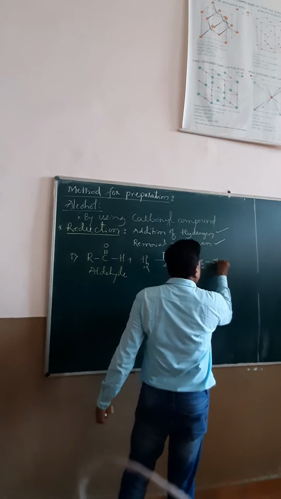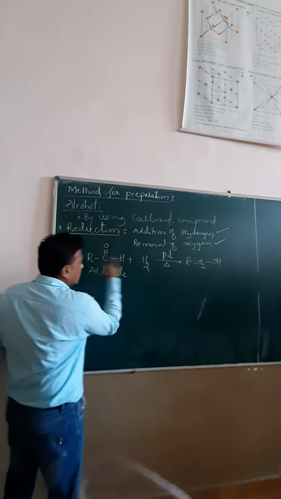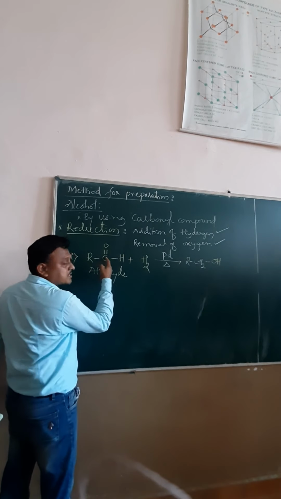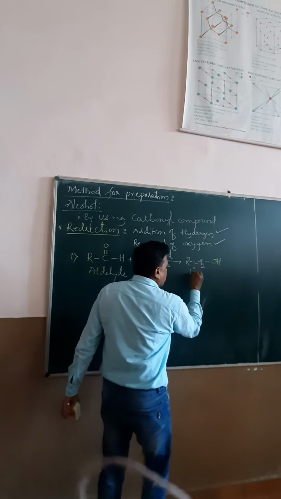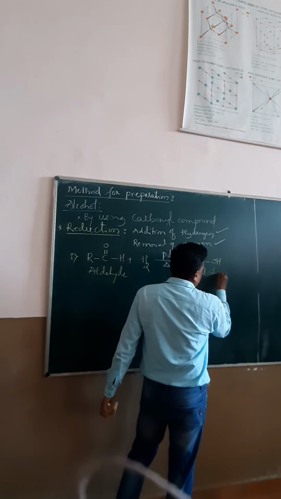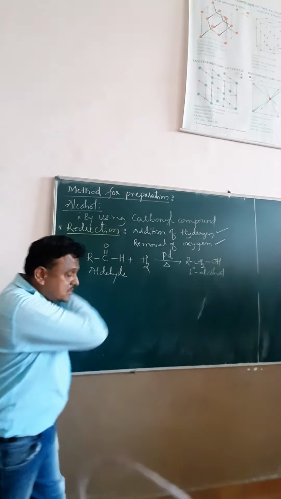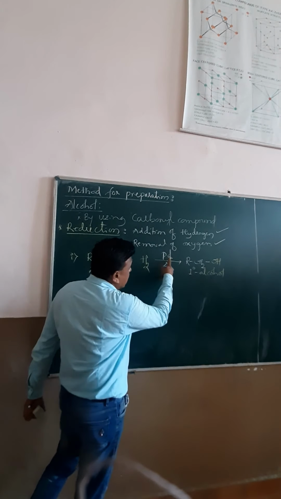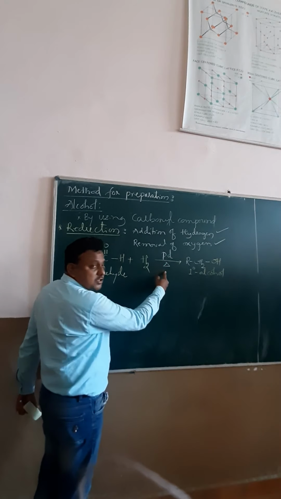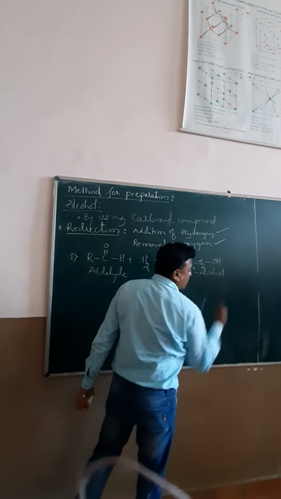RCH2. This is your R. So the addition of hydrogen will take place here. RCH2OH. This is your primary alcohol. Let's consider an aldehyde undergoing reduction with a palladium catalyst at high temperature to form a primary alcohol.